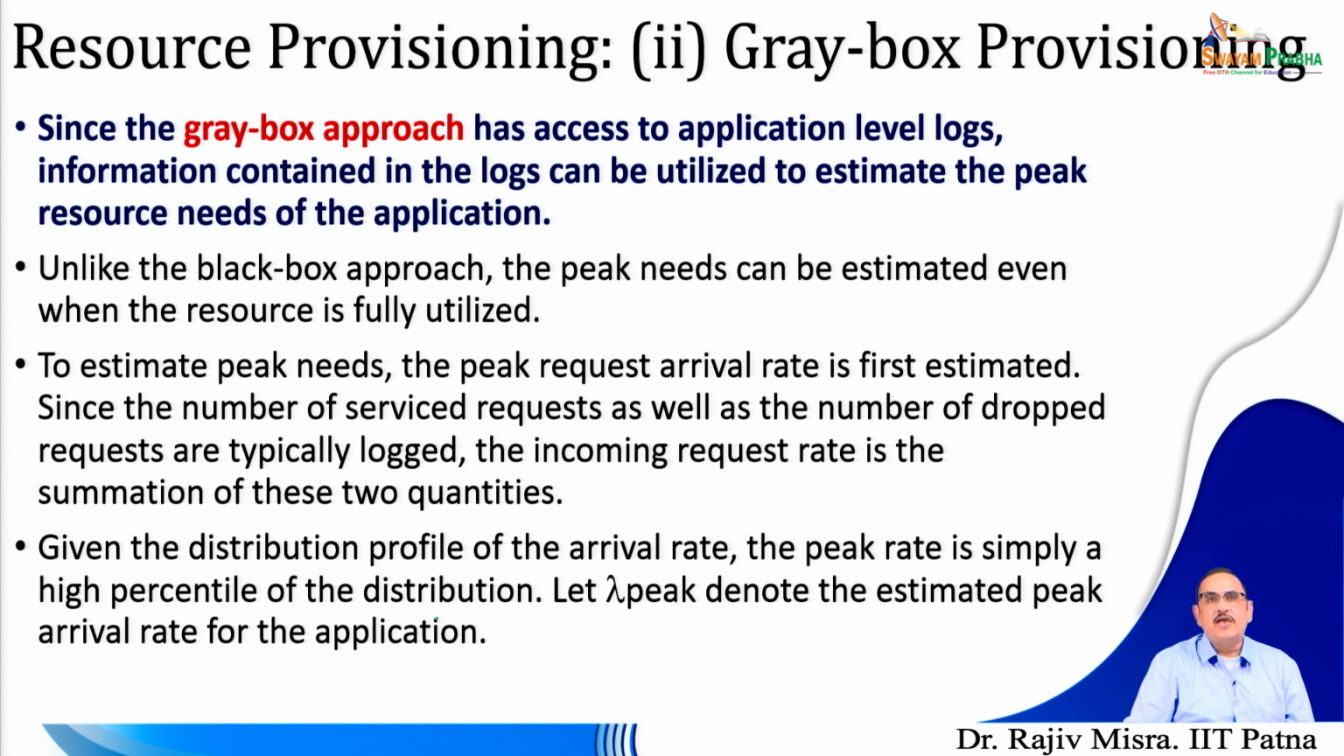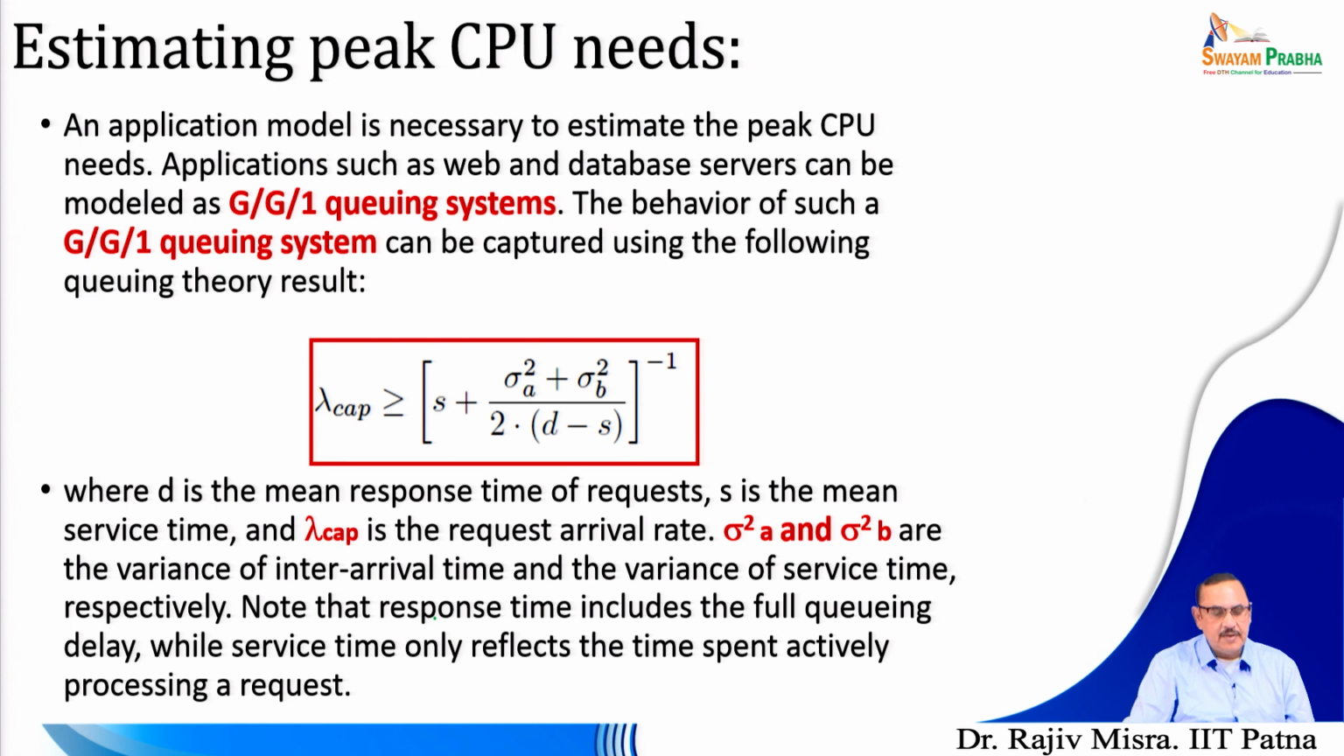Since the gray box approach has access to the application level logs, the information contained in the log can be utilized to estimate the peak resource needs of the application. Okay, so here we will skip it, and then we will go for estimating the peak CPU needs. Here in this case, in the application model, it is necessary to estimate the peak CPU needs.